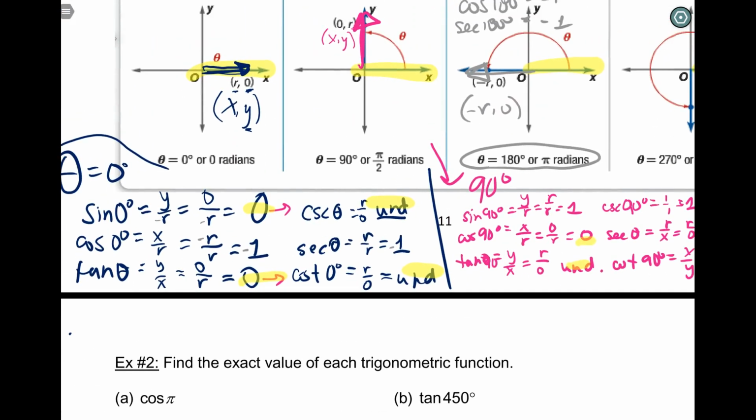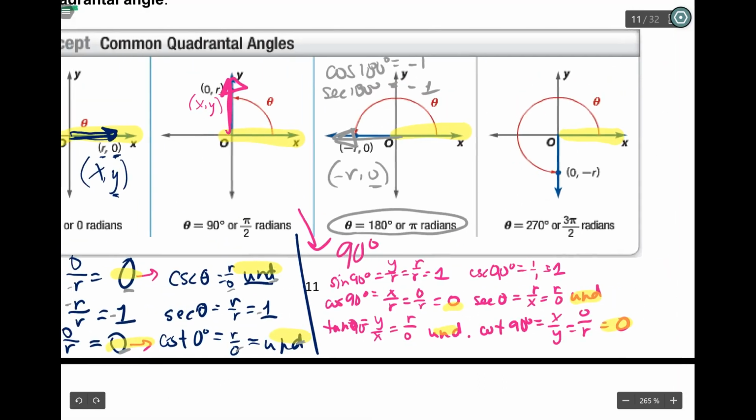Otherwise, everything else is the same. You still don't have a height. You still don't have a y value, right? Because it's going to be 0. So your sine is still 0, your tangent is still 0, and your cosecant and cotangent are still undefined because you're dividing by 0. Lastly, if you have an angle of 270 degrees, it's going to be similar to the 90 degree.